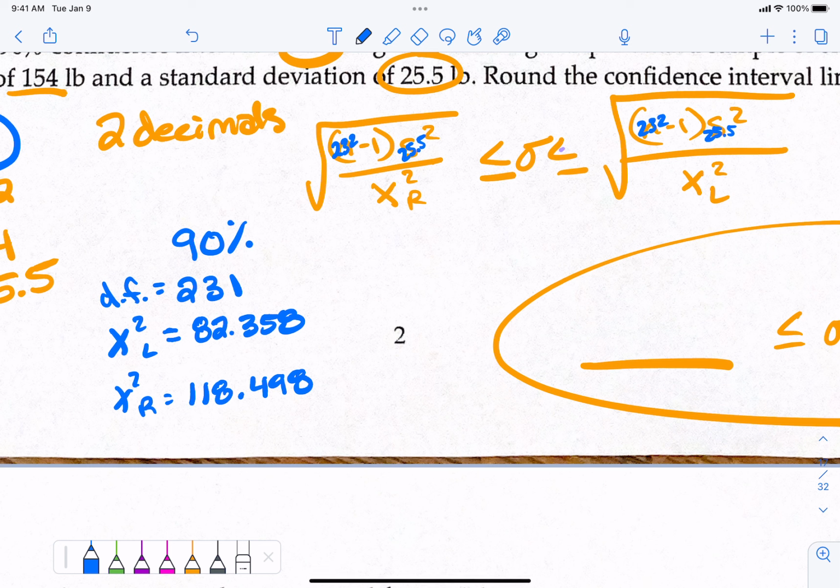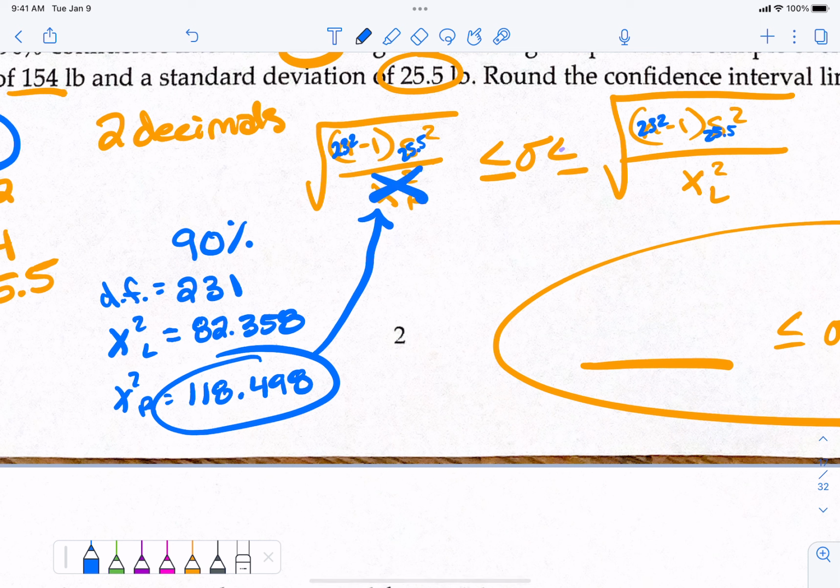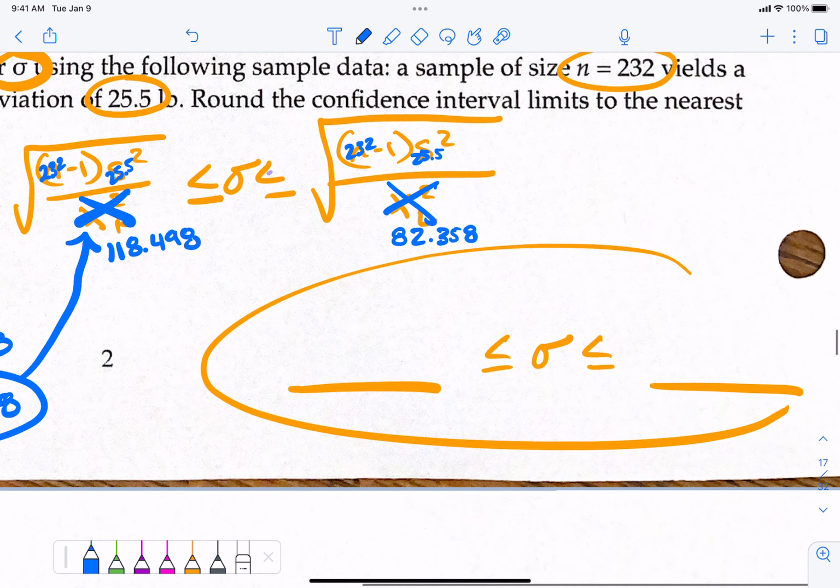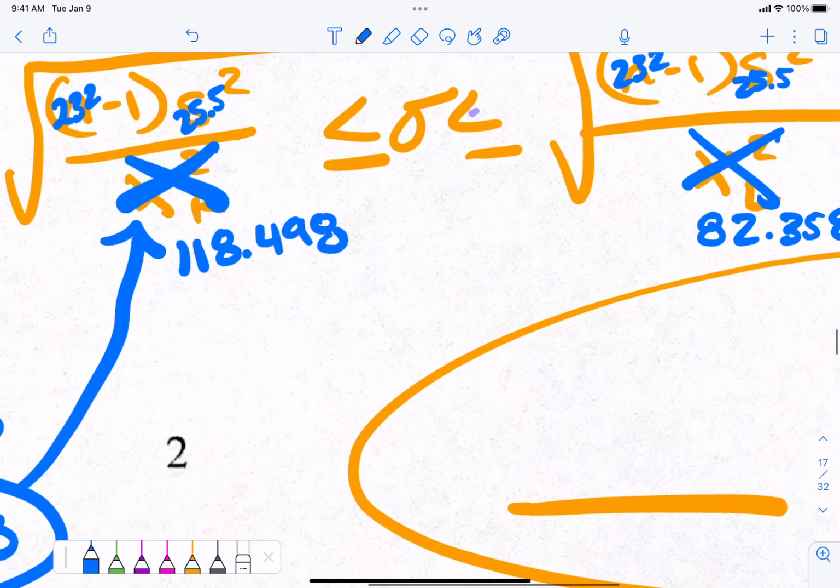Even though you know what you're doing, I'm going to warn you. When you take this test, your brain falls out, and then somebody's going to come back and ask me, when you plug this number in, do you square that number? No. Because there's a square here. That is chi-squared already. So this whole thing is 118.498. You don't square it. It's already its own number. Then 82.358. So the square root of 232 minus 1.